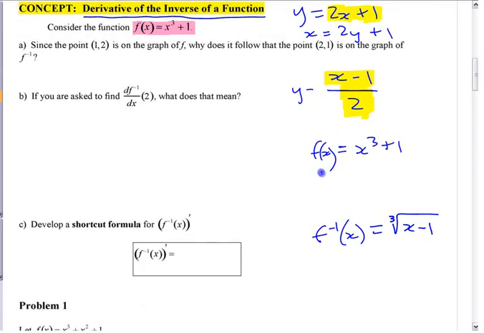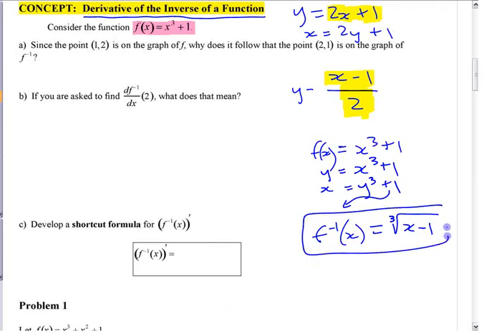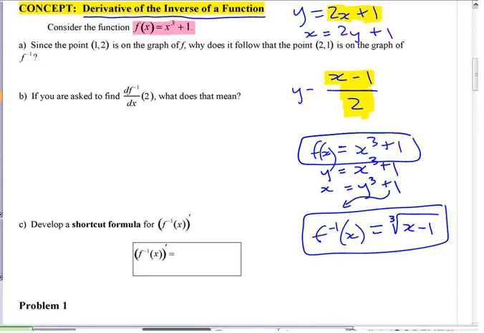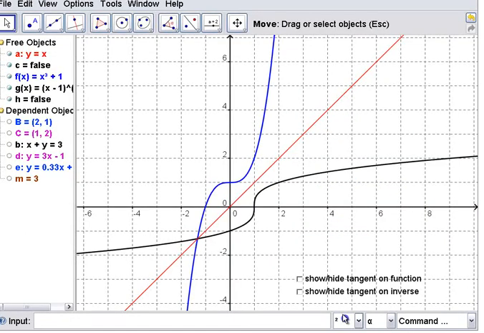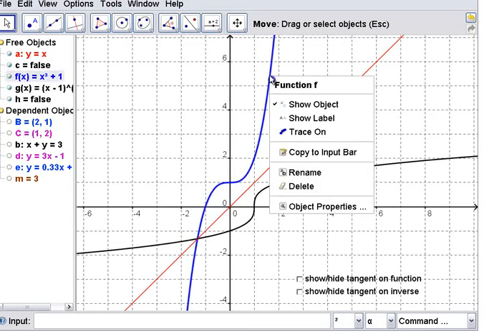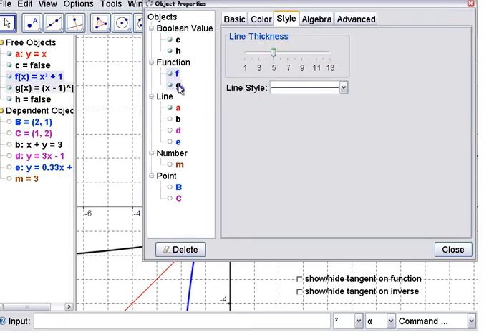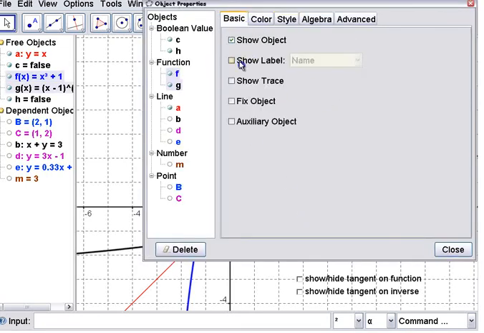Or you can write it as y equals and then switch x and y, and then just isolate it. Move the 1 over and then do the cube root, and you get this same function. So that and that are inverses. If you look at them on the graph, you see how they're related to each other. Okay, those are the two functions. We should probably make it so you can see what the equation is.